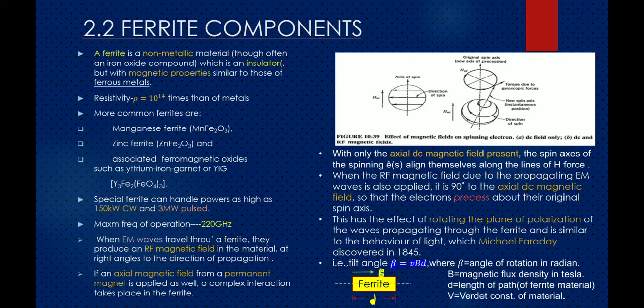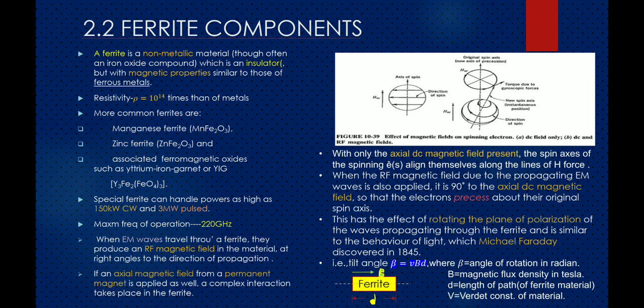So what are ferrite components? Let's see. A ferrite is a non-metallic material, though often an iron oxide compound, which is an insulator but has magnetic properties similar to those of the ferrous metals. The resistivity of ferrite materials could be 10^14 times that of the metals.